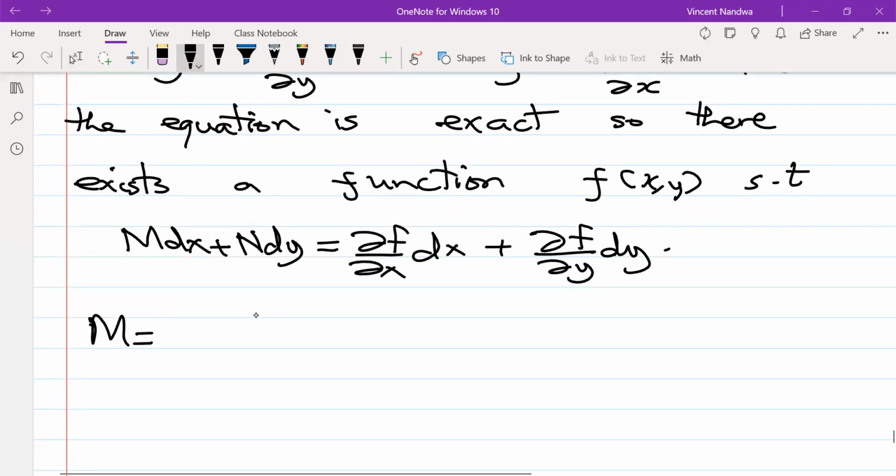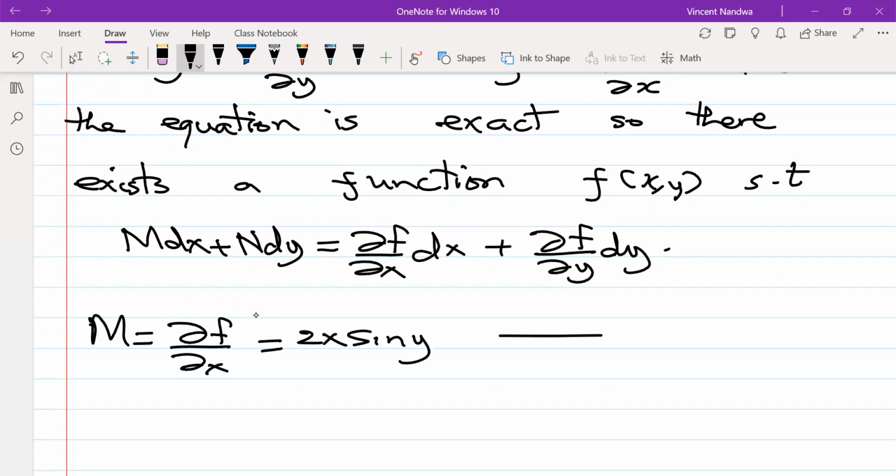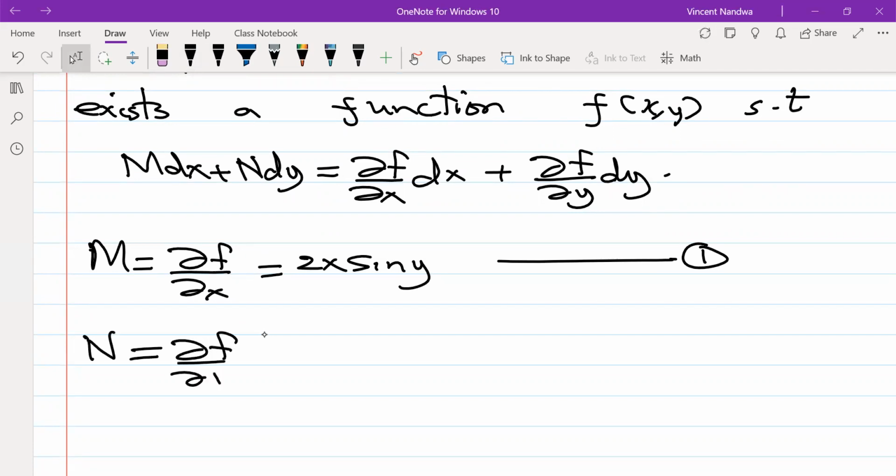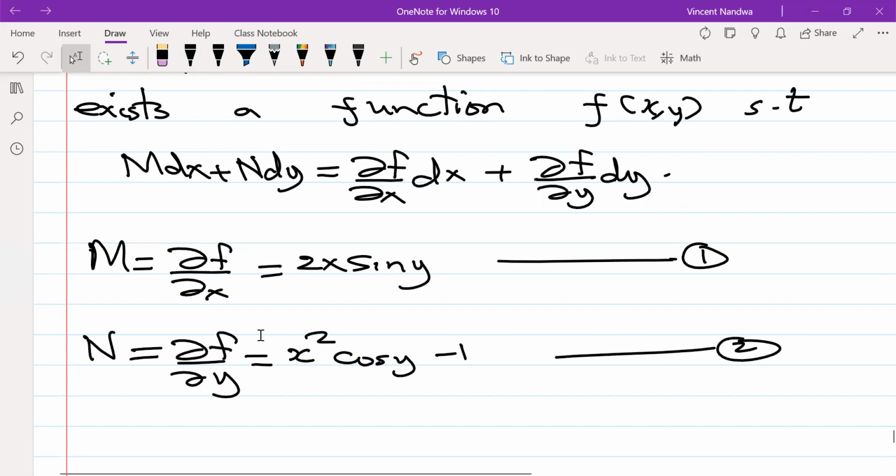So M, which is partial f partial x, in this question is given by 2x sine y. Call this equation 1. N is partial f partial y, which is given by x squared cos y minus 1. Call this equation 2. So we can get f from either 1 or 2 by integration.